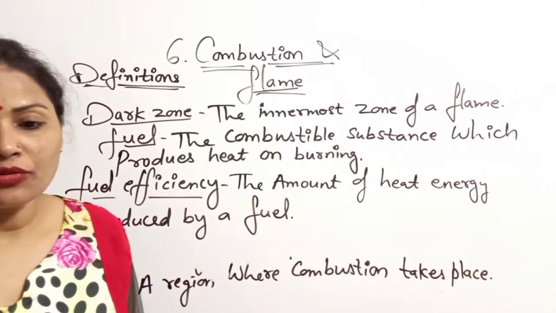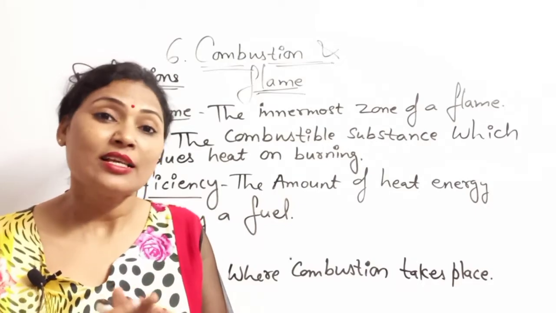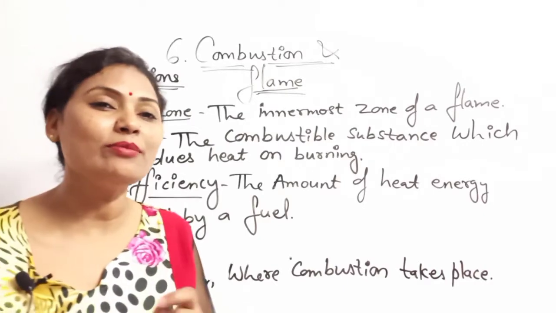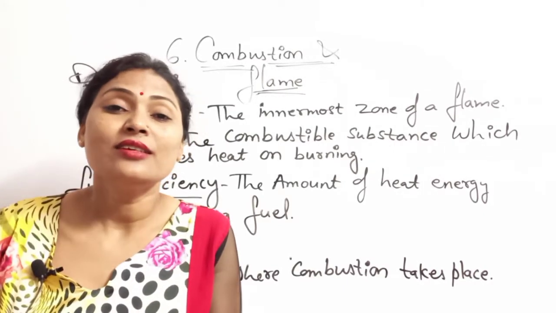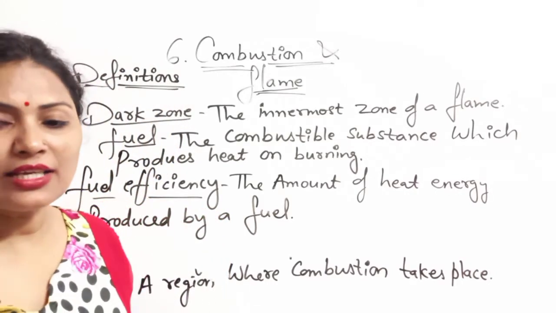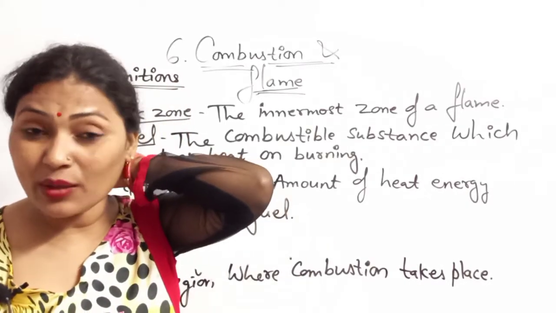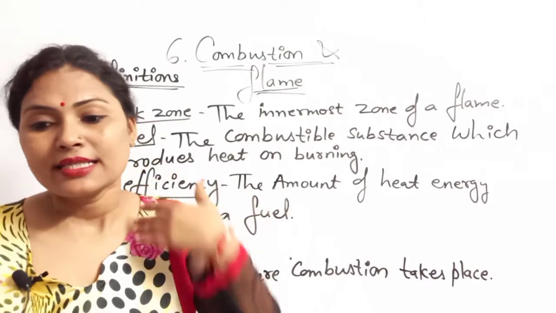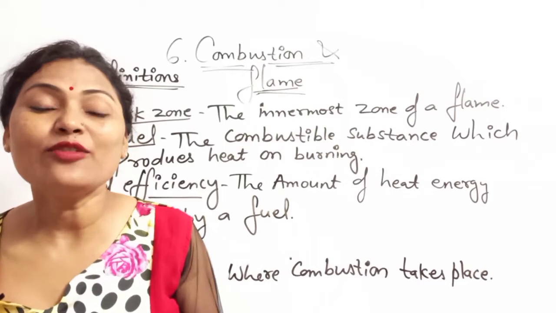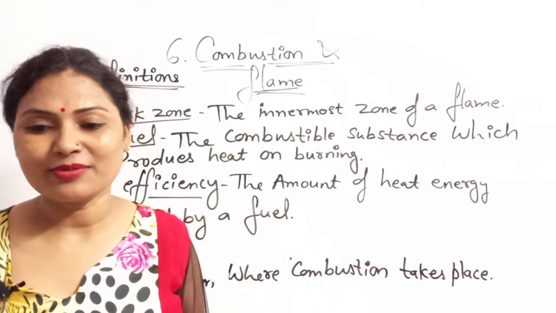Okay. Next you can write ignition temperature, the temperature at which the combustible substance starts burning, or the lowest temperature, the minimum temperature at which the substance starts to burn. That is known as ignition temperature. Inflammable substances. Do you know what are inflammable substances? Substances that have very low ignition temperature are known as inflammable substances, like petrol, kerosene. These are the inflammable substances.